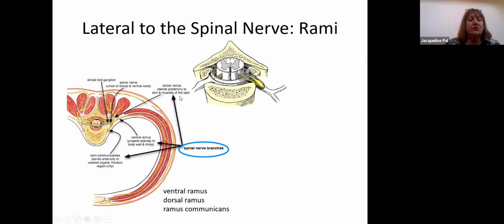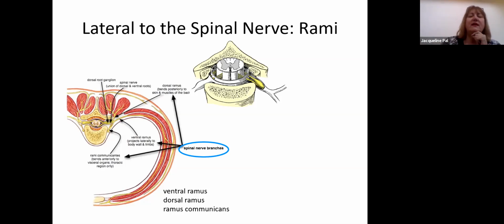So we are going to have one ramus which goes posteriorly, and a ramus which comes anteriorly. That posterior ramus is called the dorsal ramus, and it goes to all your big muscles just on the lateral aspect of your spine, all those posture muscles which help keep you upright. The ventral ramus will come around the entire torso of the body.